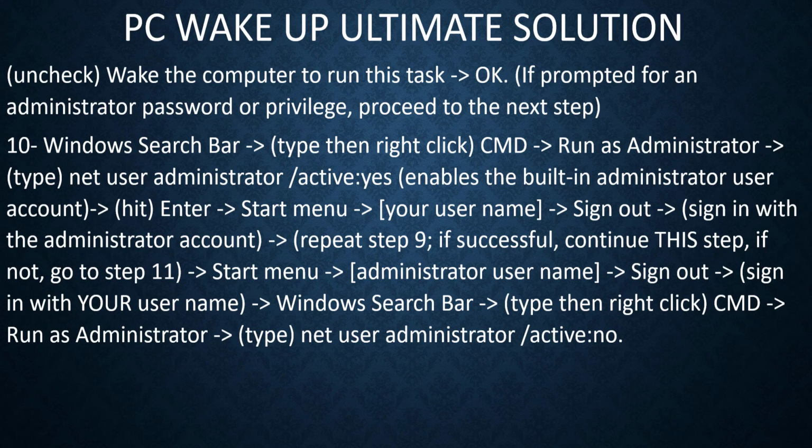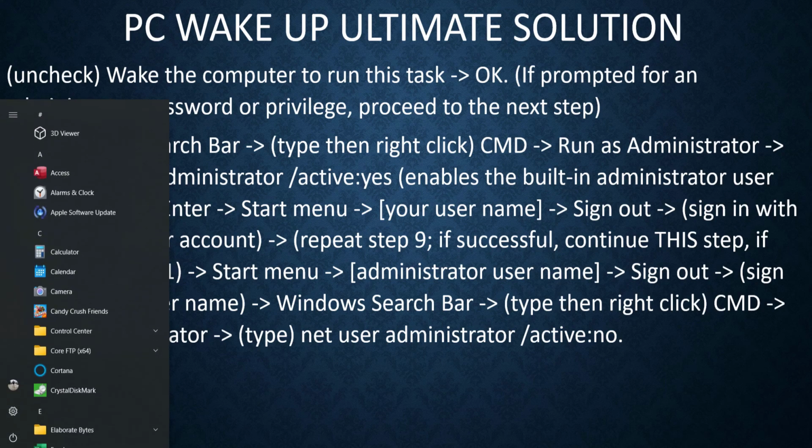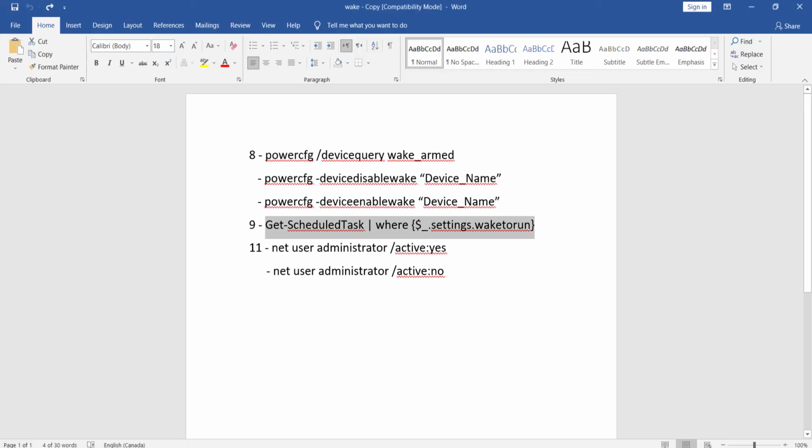Yeah, so this should be number 10. Unfortunately, in the file I had it mistakenly, so it should be number 10 because right now we're in step 10. Okay, net user administrator active. Okay, so this is the command.